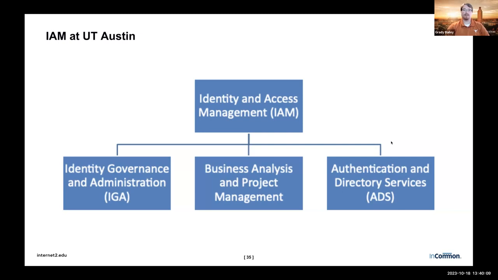Then we have the identity governance and administration team. That team holds our identity management service, as well as our group enroll management and some other authorization and identity management services. And in the middle, we've got a group of business analysts and project managers who aren't directly part of one team or the other. They help out as we need those resources on various projects across our team.